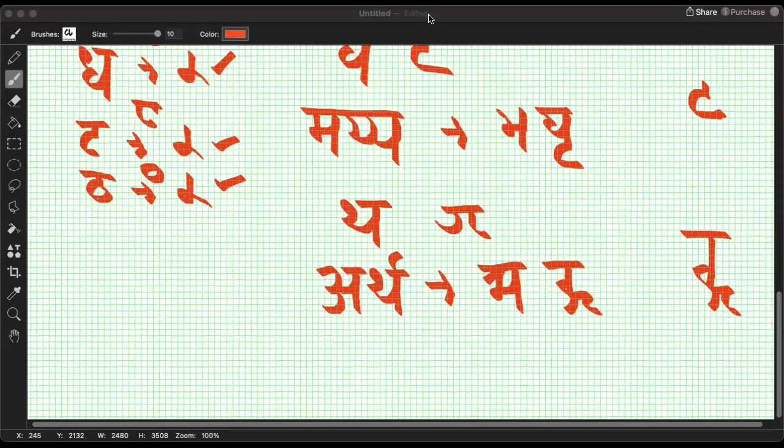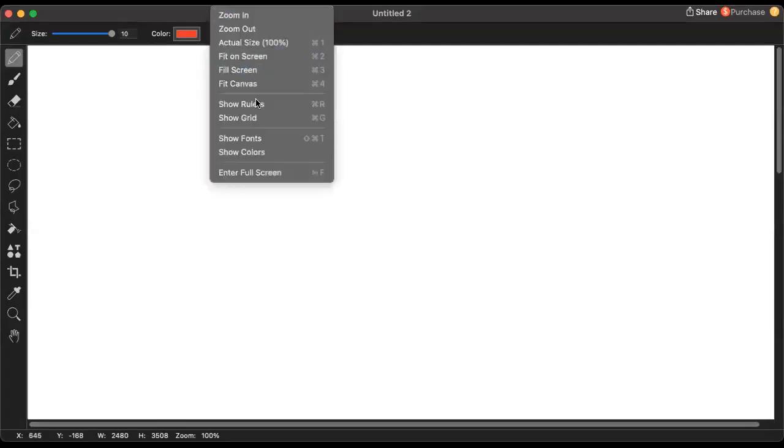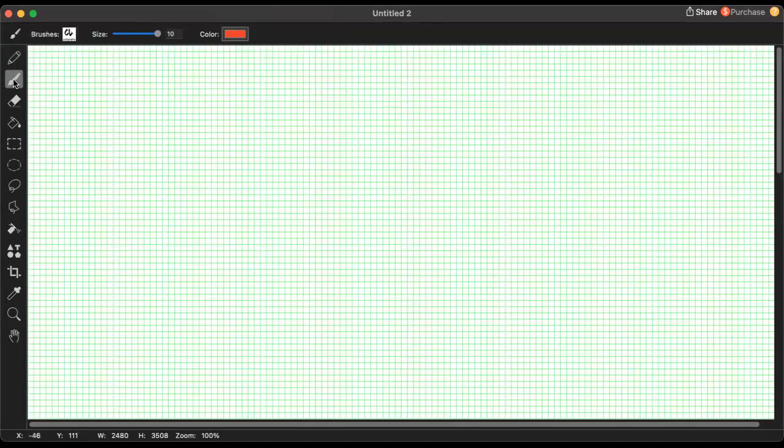Let me share my screen. Okay. So the next rule that we'll be learning is for R, the R Matra. This is Sharada R. This is Devanagari R.